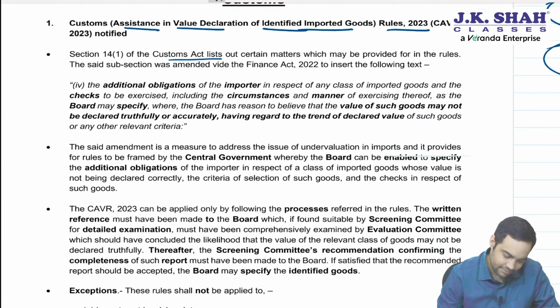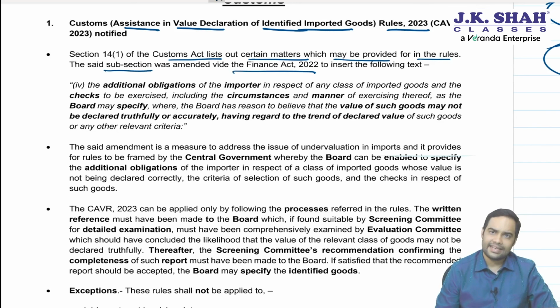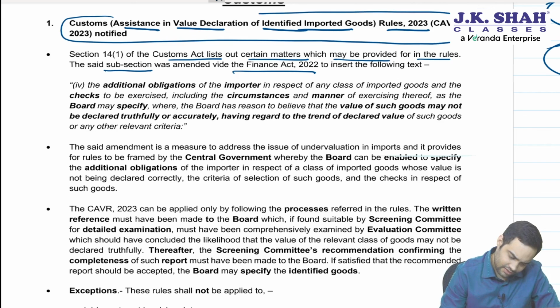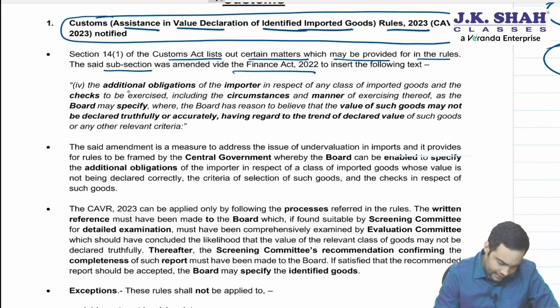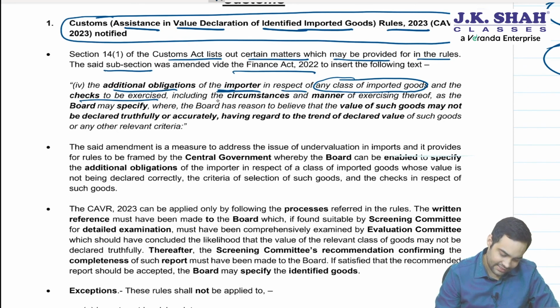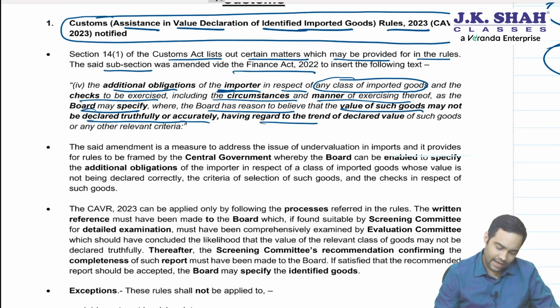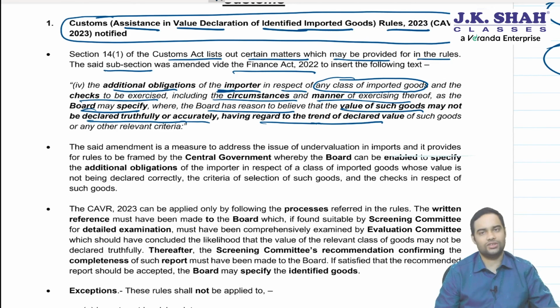Section 14(1) of Customs Act lists out certain matters which may be provided for in the rules. The said subsection was added in Finance Act 22, but it was not activated. Now it has been activated with these CAVR rules. The additional obligation of the importer in respect of any class of imported goods. They will try to analyze which goods are being undervalued, and the checks to be exercised, including circumstances and manner of exercising thereof, as the board may specify. CBIC, where the board has reason to believe that value of such goods may not be declared truthfully or accurately, having regard to the trend of declared value of such goods.